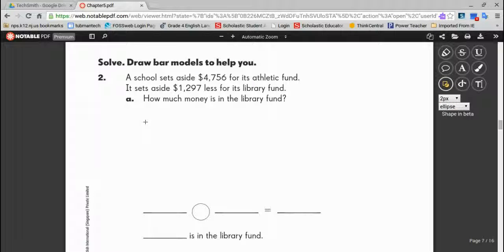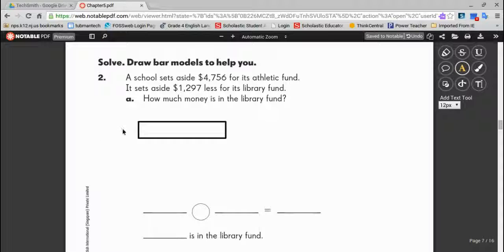So I'm going to draw, let's make a bar model. Okay, so let's do a bar model. Let's label it my athletic fund. So I'll put an A for athletic fund. And I know that it is $4,756 because it's right up there. Next sentence, it sets aside $1,297 less for its library fund.